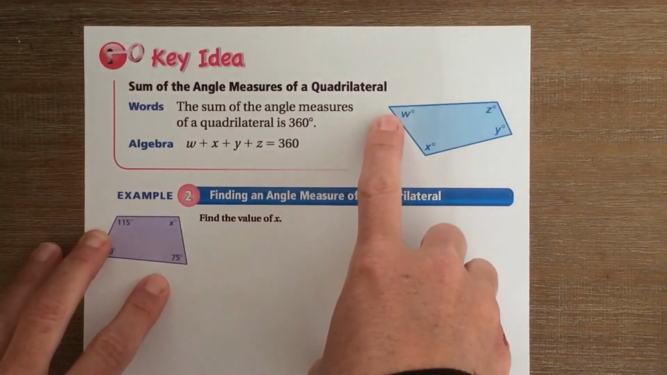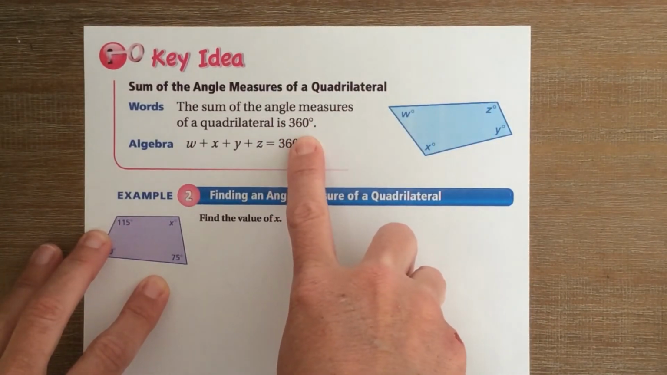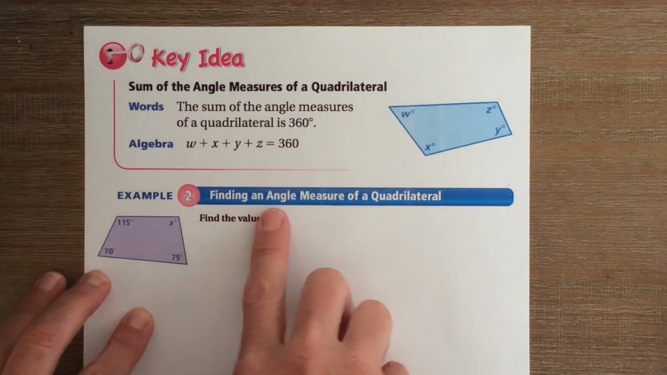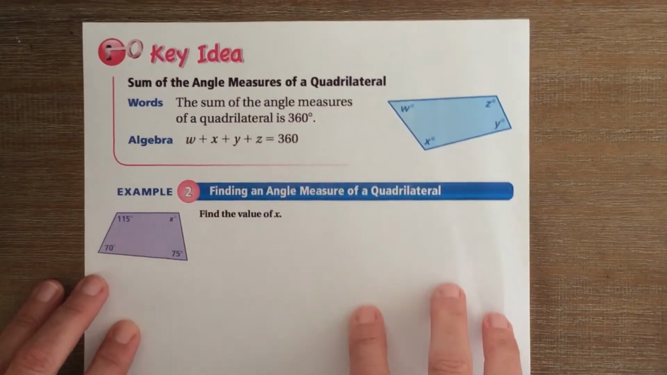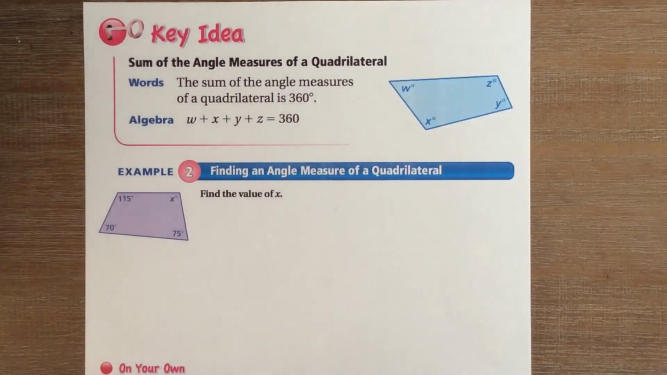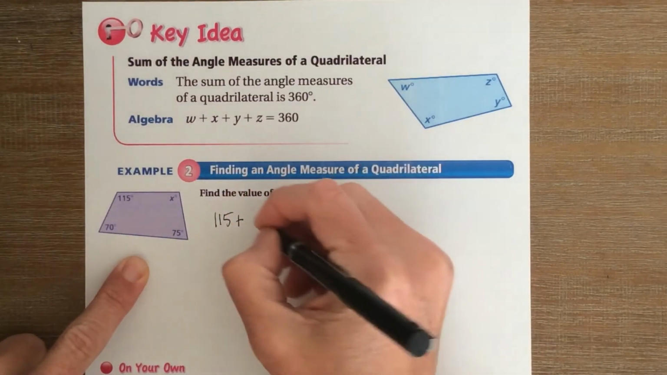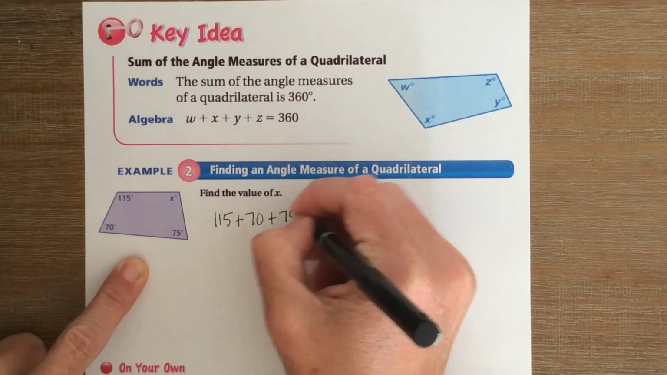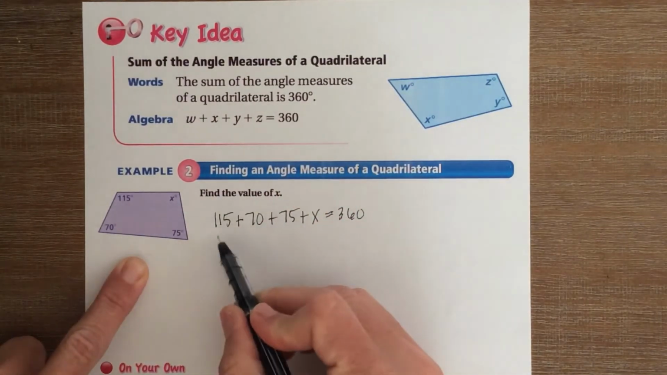So if you take W plus X plus Y plus Z, it's equal to 360 degrees. So that being said, we can take a quadrilateral like this and find our missing measurement for X by setting up a little equation. So we have 115 plus 70 plus 75 plus X is equal to 360.